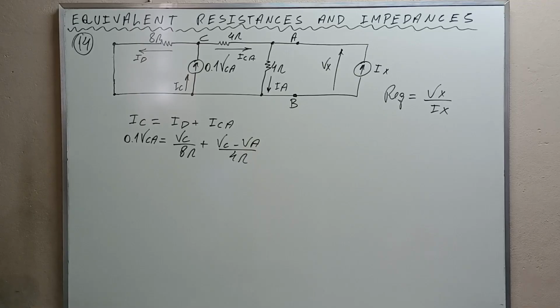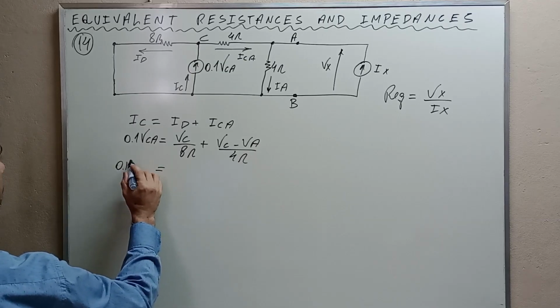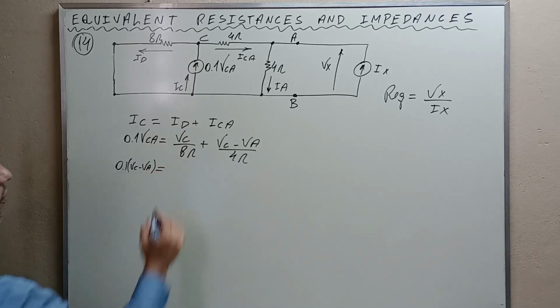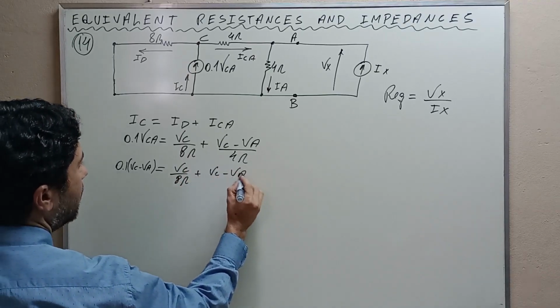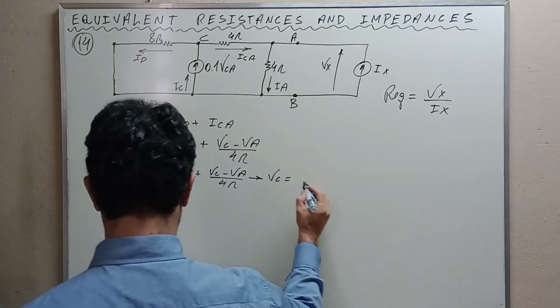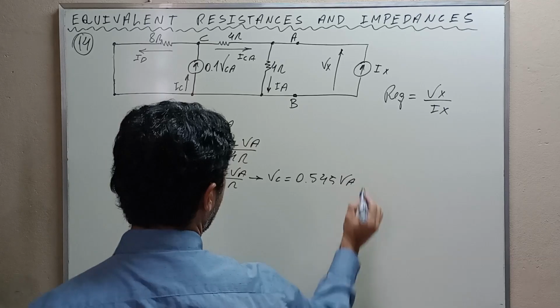This is a simple equation that can be easily solved. I invite you to try it at home. After solving this, observe that this will be 0.1 times (VC minus VA) equals VC over 8 plus (VC minus VA) divided by 4, and we find that VC is equal to 0.545 VA, okay?